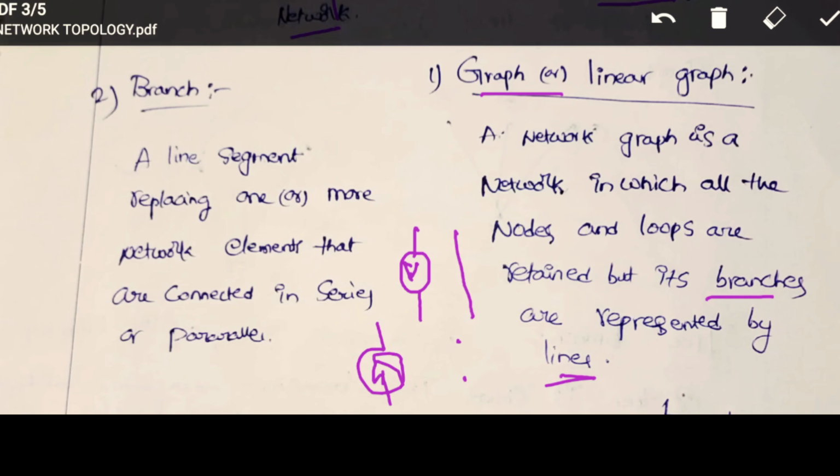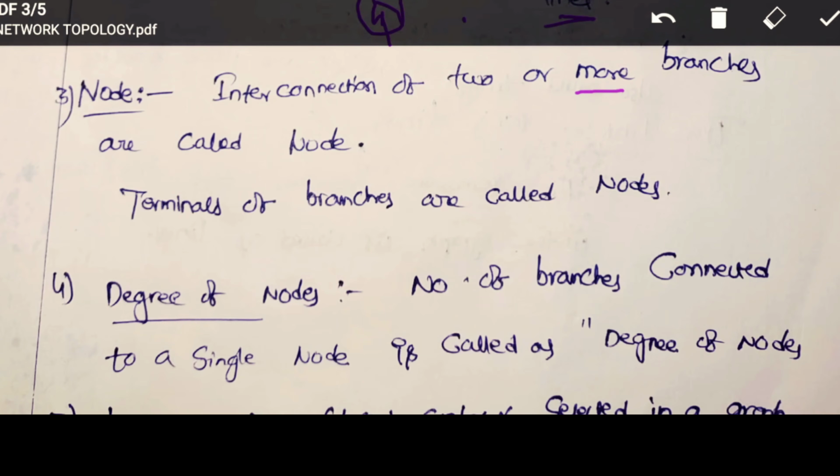What is meant by node? A node is also called a junction. Interconnection of two or more elements, two or more branches, is called a node. Suppose it is a node because we connected this resistance and this resistance and another resistance. This is node 1 we assumed previously. Terminals of a branch are called nodes. This is one branch, and nodes 1, 2. Terminals of branches are called nodes simply.